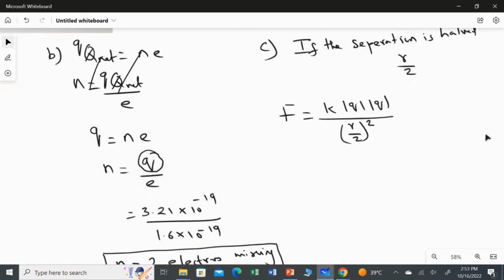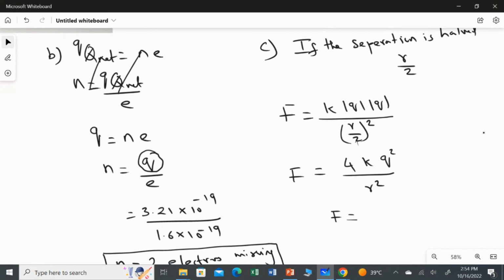Now we have to substitute the value. So what will happen? So when you're squaring this number, in the denominator you will get 4. That 4 will go to the numerator. So by that your equation becomes 4k q square over r square. Clear? Now substitute the value.